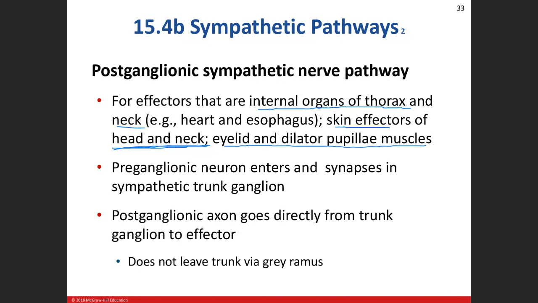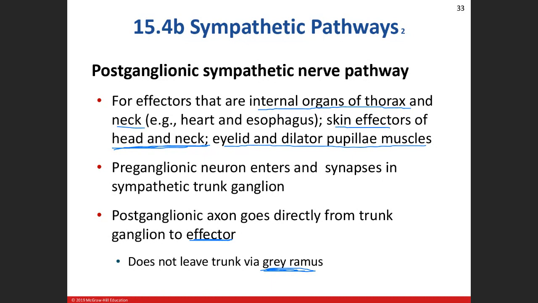Now, here's the story. The preganglionic neuron exits the spinal cord. Now, in this case, it's going to synapse in the sympathetic trunk ganglion. But here's something new. The postganglionic axon does not leave through the gray ramus. Normally that's what we learned, right? With the spinal nerve pathway, it was always leaving through the gray ramus, always. So in this case, it's going to go right out of the sympathetic trunk to the effector organ.